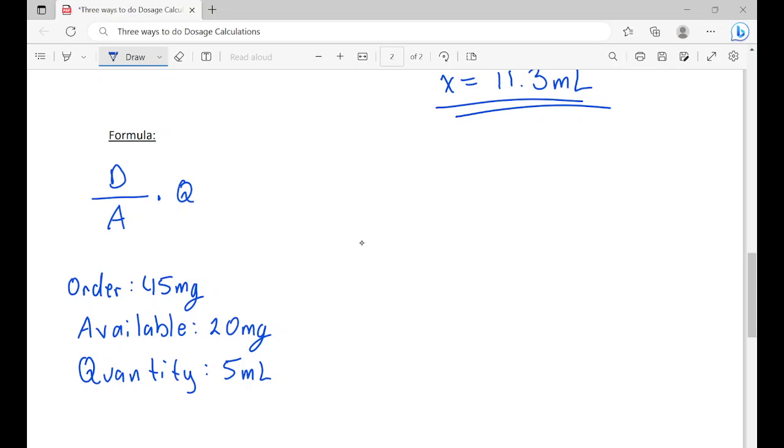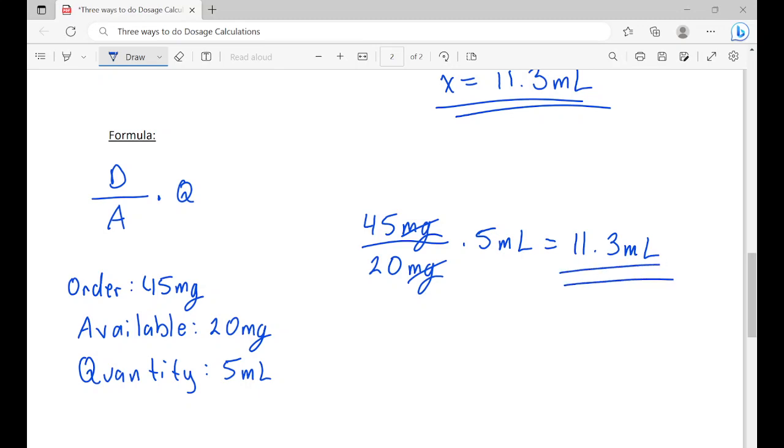So it's going to be the order, which is D, the desired, so 45 milligrams over the available, which is 20 milligrams times the quantity, 5 milliliters. Again, the milligrams cancel out. 45 times 5 divided by 20 is going to be the exact same thing we did in the last two, which is going to ultimately give us, rounded to one decimal place, 11.3 milliliters.